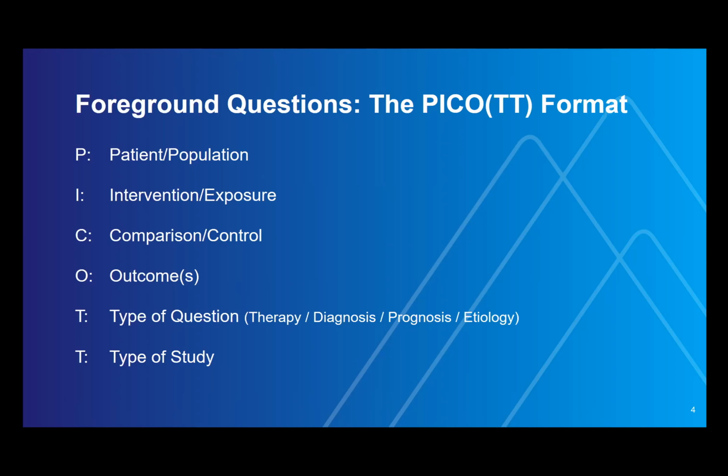So if I have a therapy question, ideally what I would love to find is a randomized controlled trial or a systematic review of randomized controlled trials, whereas if I have a prognosis question or an etiology question, I may instead be looking for a cohort study. As you know, especially with an etiology question, we're never going to have a randomized study that exposes one group to a harmful exposure. And so the best available evidence we could hope for would be some type of observational study.